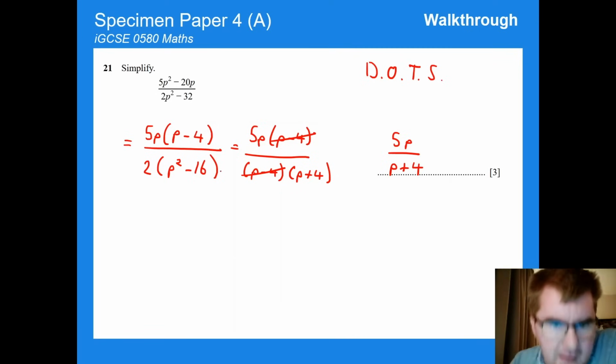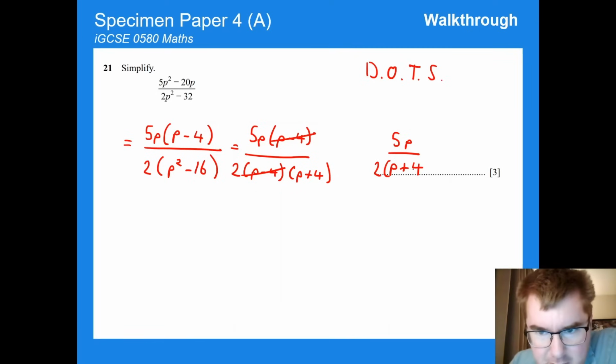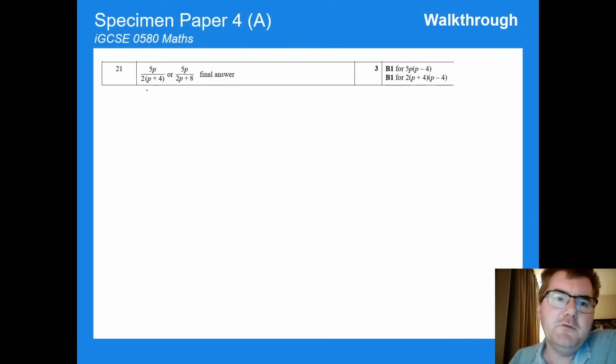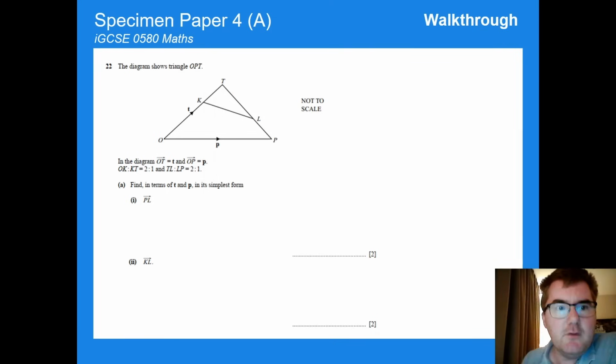I forgot to put the 2 in. Oh, look at that. I forgot to put the 2. Don't do that in the exam. Again, as you can see here, you can keep it in factorized form, which is what I'd recommend, or expand it out as well. Okay, question 22.